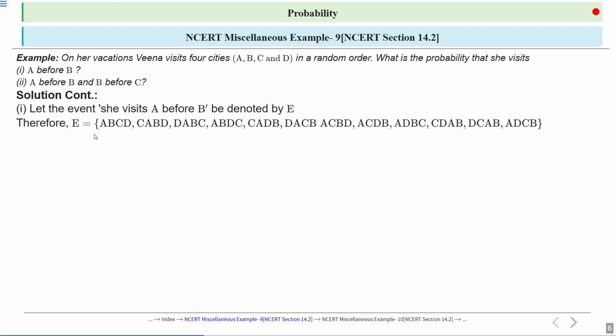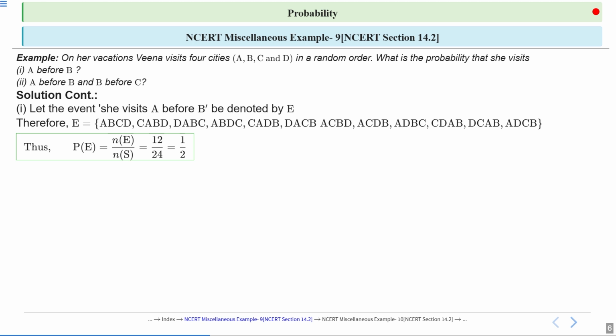Here you can check Veena visits city A before city B. So the event E contains these sample points. How many elements are in event E? You can count that the number of elements in event E is 12, and the total number of elements in sample space is 24.